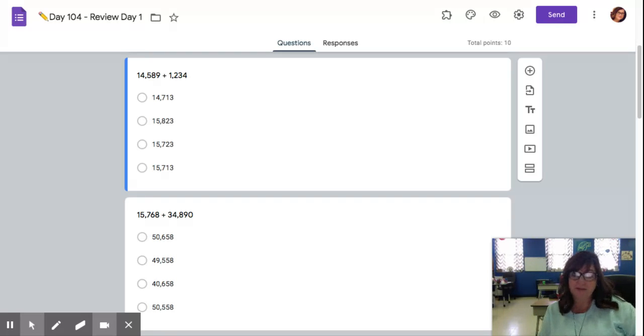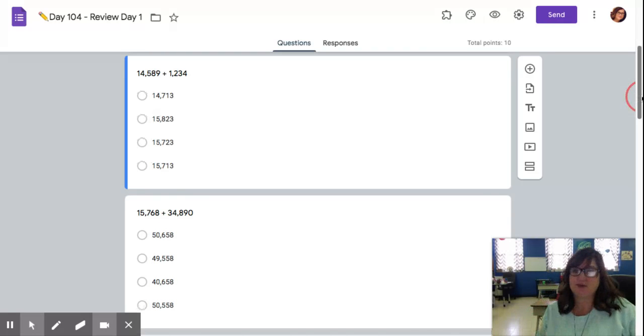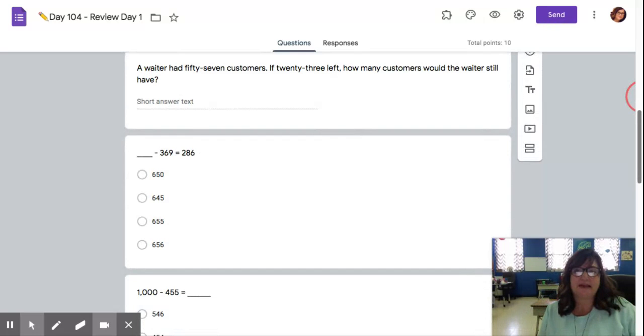Number 2 is set up the exact same way. You just want to keep your numbers in place value lined up, and you'll be fine. Just do your addition with regrouping.